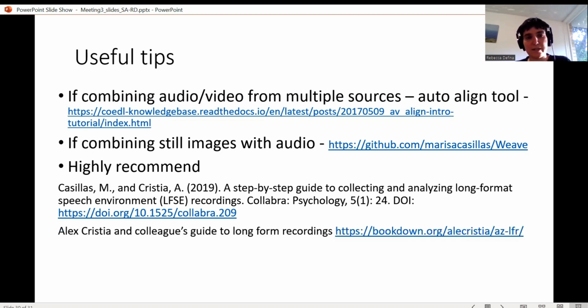Also in Alex's general guide to these recordings, she discusses more of the pros and cons of different options and some of the different tools and technologies around analyzing this data and collecting it.